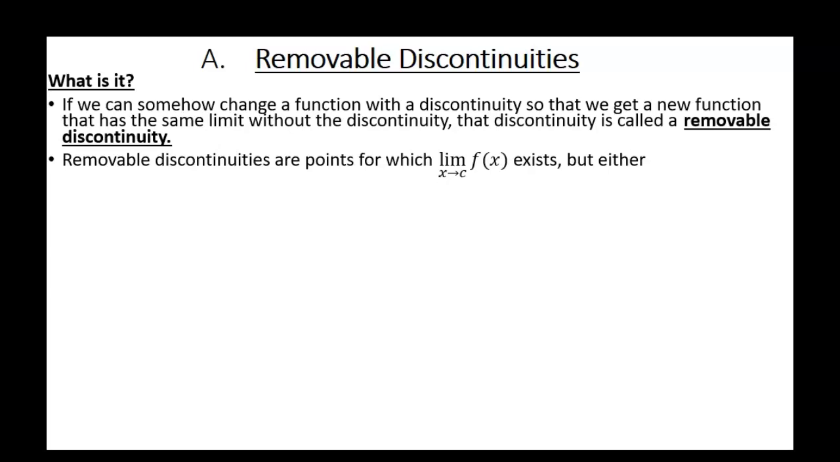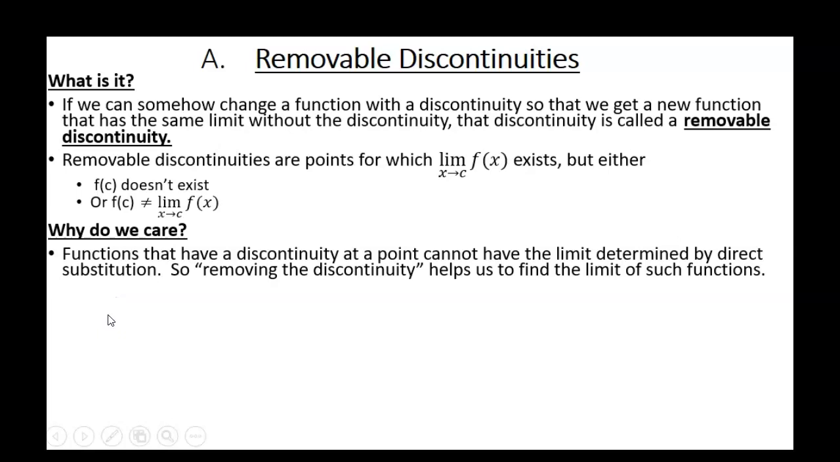Removable discontinuities are points for which the limit exists, but one of two things happen. Either there's just a hole there, or the limit exists and the function exists, but they're not the same. In other words, there's a hole with a dot above it. Okay? Why do we care about these? Because it helps us find limits.